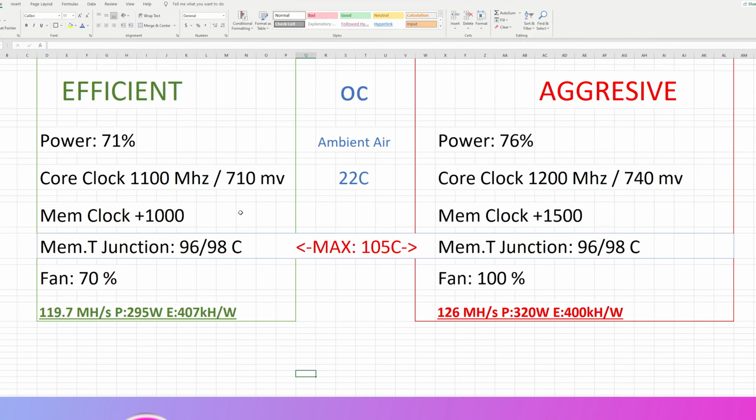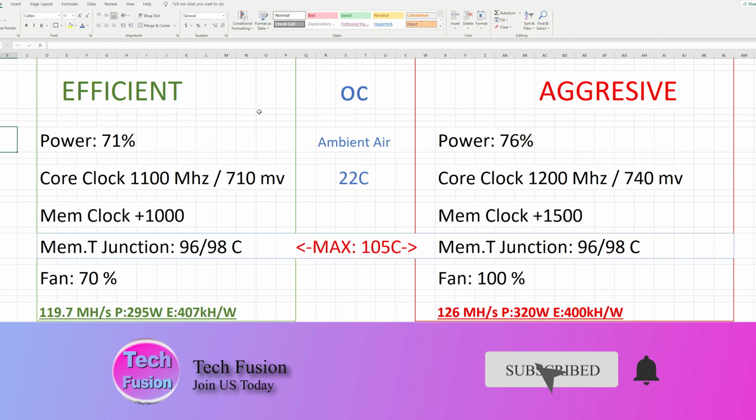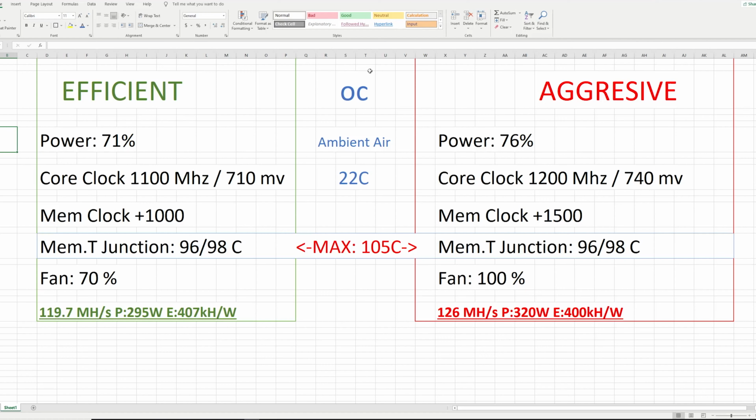Right guys, so here we are at the end of the video where I have the table for you as promised. So on the left we're running the efficient settings, and on the right the aggressive settings for the MSI RTX 3090 running Ethereum. The ambient air temperature that I am running my card in is 22 degrees Celsius. I had to mention this because it's actually very important as a factor. And the rest of the things here are quite self-explanatory, so I don't have to go over them once again. I do have to highlight that the maximum temperature for your GDDR6X memory is rated at 105°C.